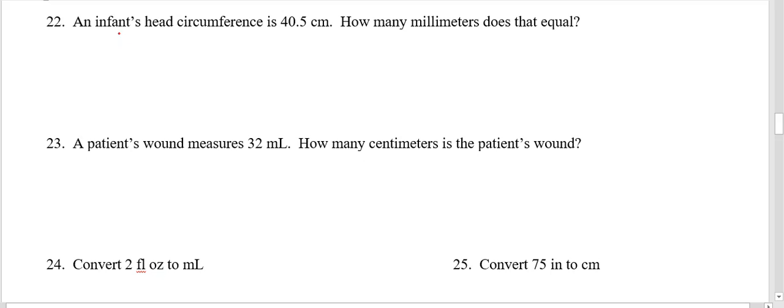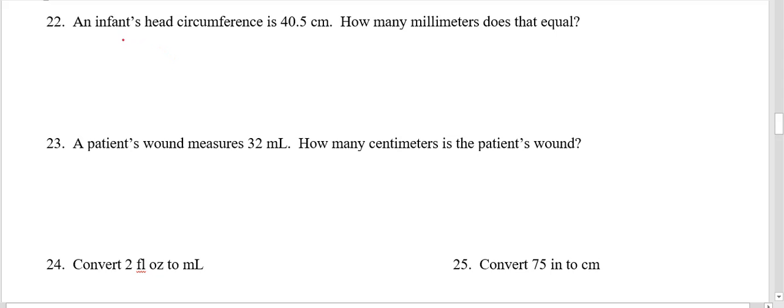Welcome back to more conversions of metric and household units. So we're going to start with a couple of word problems. And again, with word problems, you've got to determine what the question is asking for, what you need from the question, and what you don't need. So the first key is always to read the question all the way through and determine what it's asking for first.